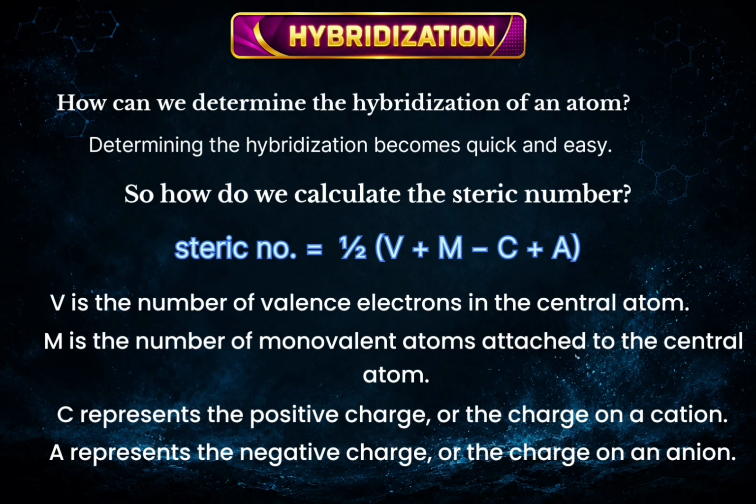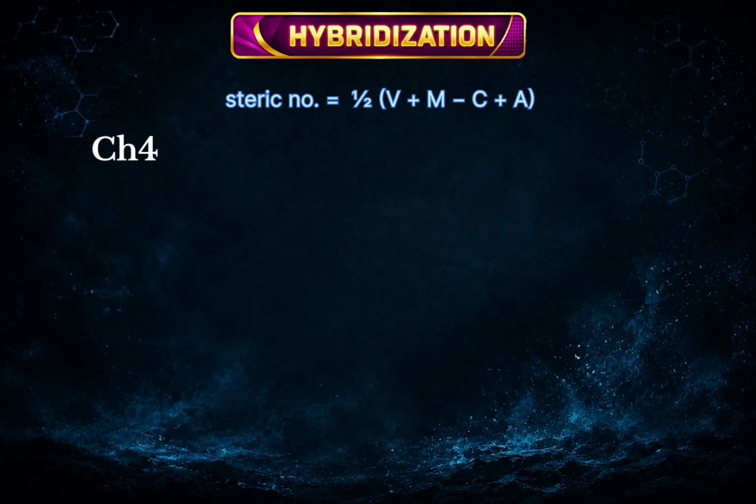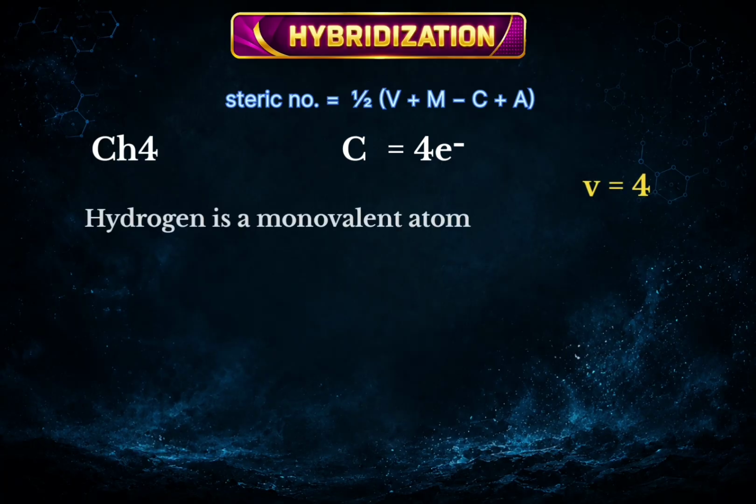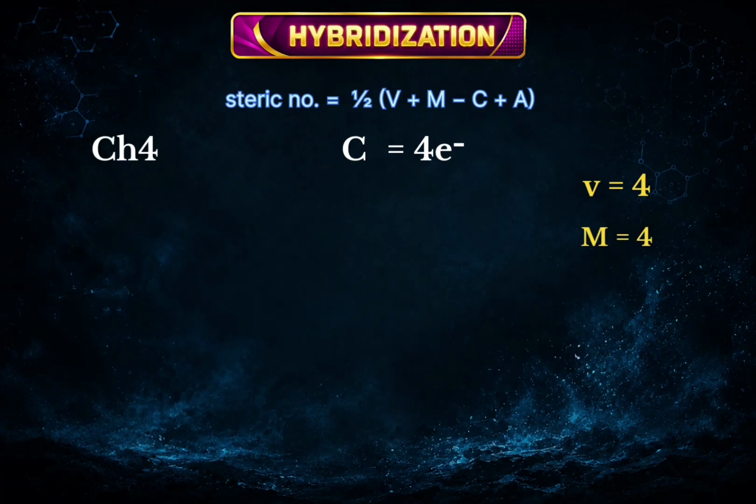Now let's apply this formula. Take methane, CH4. The central atom is carbon. Carbon has 4 valence electrons, so V equals 4. There are 4 hydrogen atoms attached to carbon. Hydrogen is a monovalent atom, so M equals 4. There is no positive charge, so C equals 0. There is no negative charge, so A equals 0.